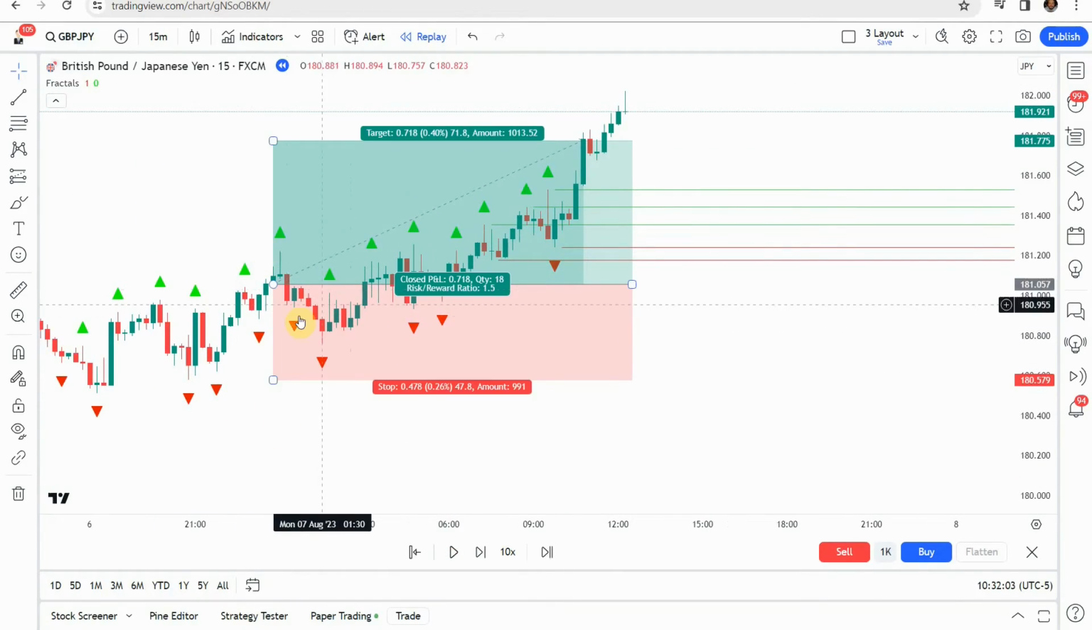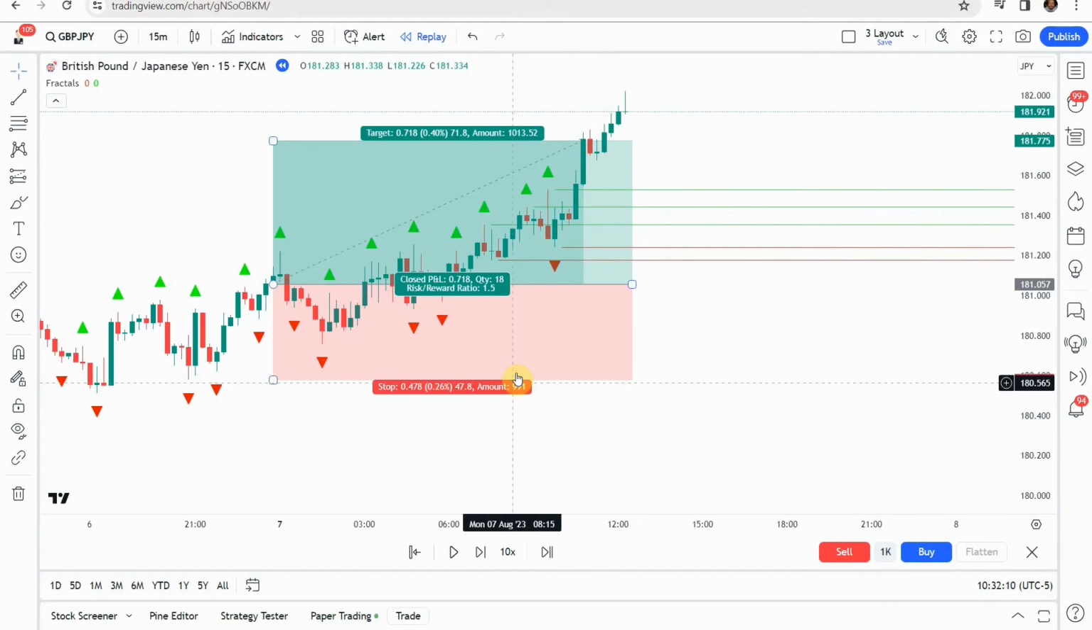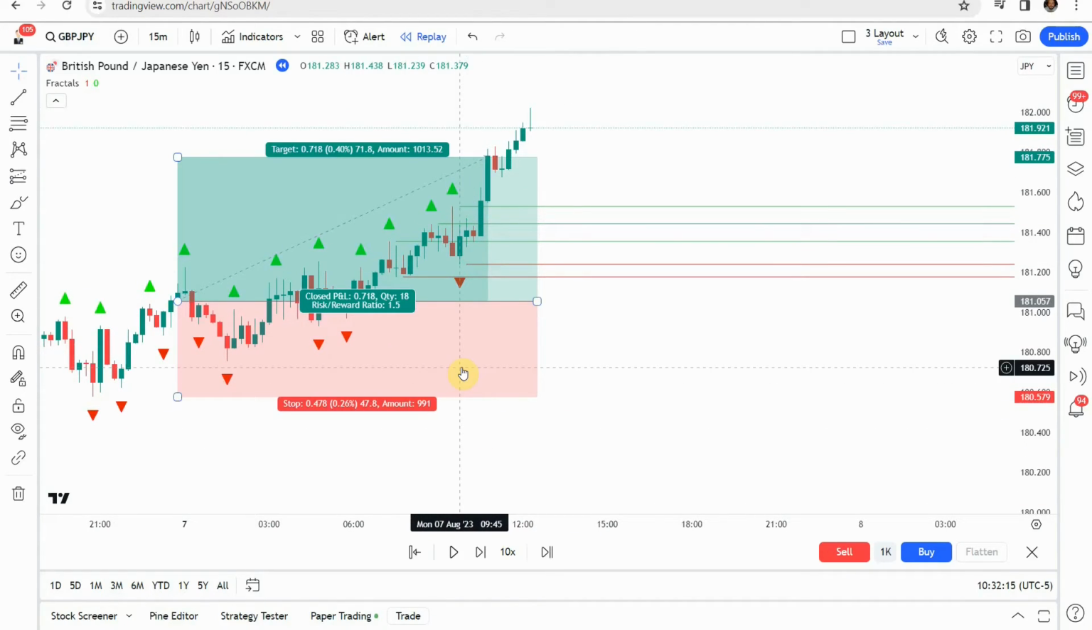Alright, so it takes a little bit longer. We get a little bit of choppiness here, but we eventually make that nice steady climb right straight up, getting us to our take profit once again. Alright, so that puts us at the end of the testing right there.